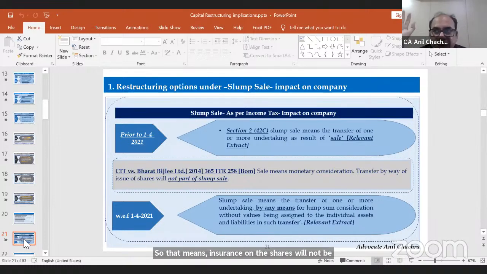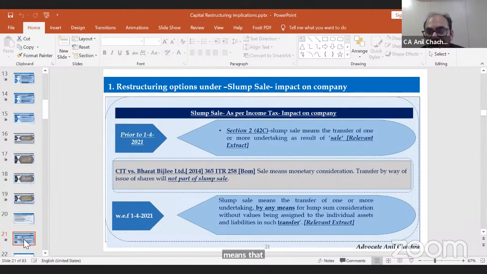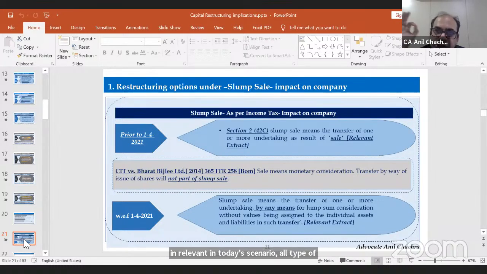To overrule these judicial pronouncements, an amendment was brought into the Finance Act 2021, which specifies that slump sale means transfer of one or more undertakings by any means. By any means, we can issue cash or shares or anything else as well, right? Such transfer, which we have discussed in section 2, clause 47, means sale, exchange, or extinguishment of any assets, right? Extinguishment of any rights therein. So in today's scenario, all types of consideration, whether in cash or in kind, can be issued in terms of the slump sale. That's why I have introduced this slide in my presentation, right? As in slump sale.